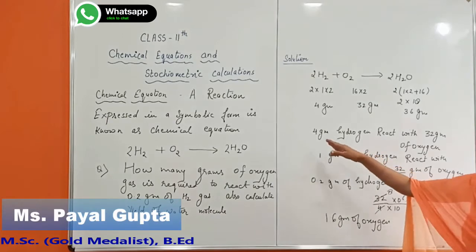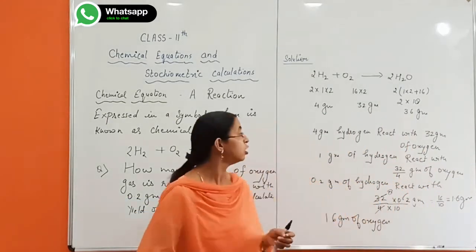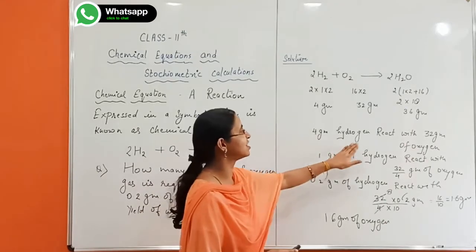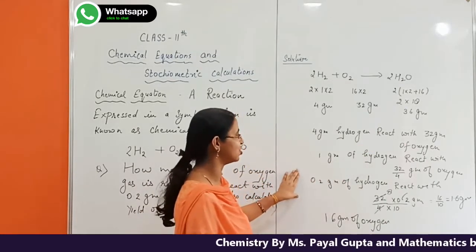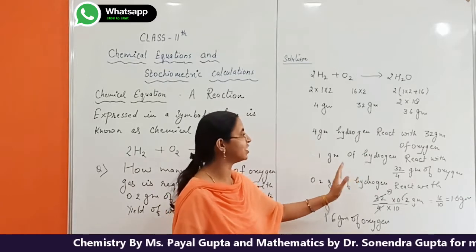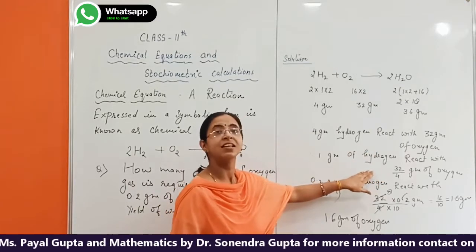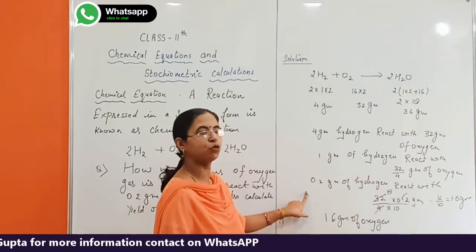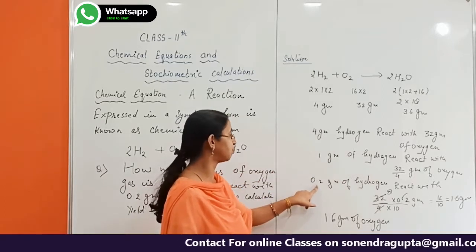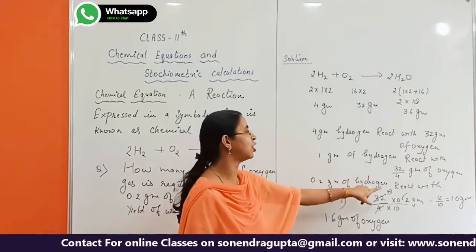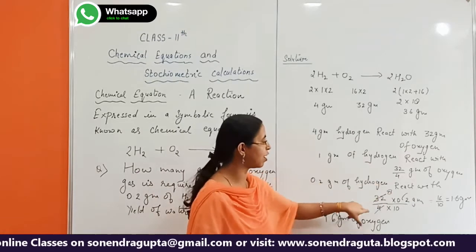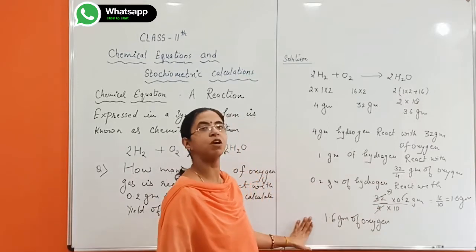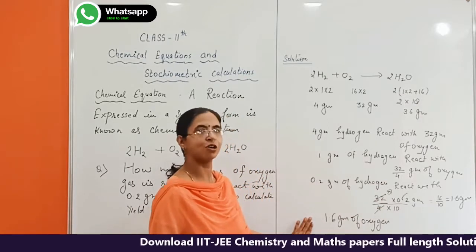Now you can see that it is the unitary method. Like 4 gram of hydrogen reacts with 32 gram of oxygen. 1 gram of hydrogen reacts with 32 by 4. That is the unitary method to solve our equation. And then we move to our numerical data that 0.2 gram of hydrogen reacts with 32 by 4 multiplied by 0.2 gram. And the answer comes to be 1.6 gram of oxygen.